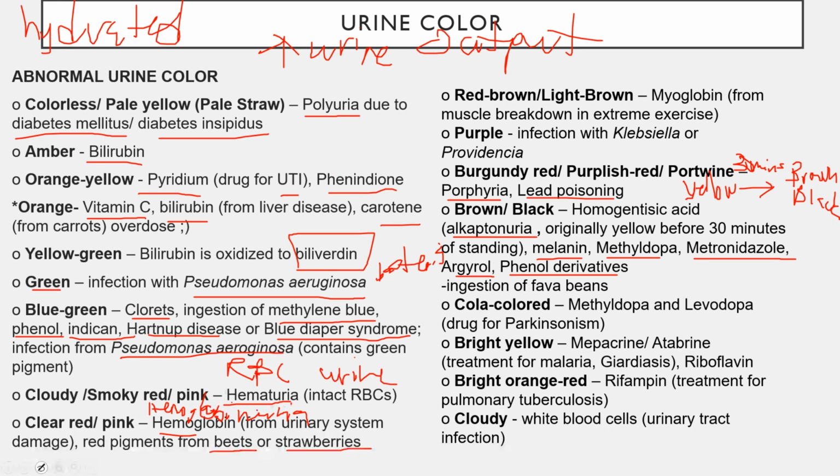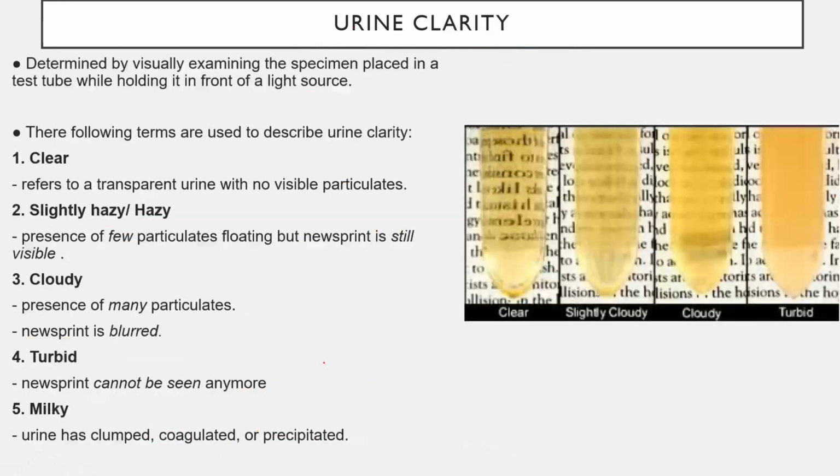Then we also have bright orange red urine. This is caused by ingestion of the drug, the antibiotic rifampin, which is the treatment for TB. Then cloudy urine is usually seen if there are white blood cells in cases of urinary tract infection. So do memorize, class, the different urine colors. They may come out in your quiz.